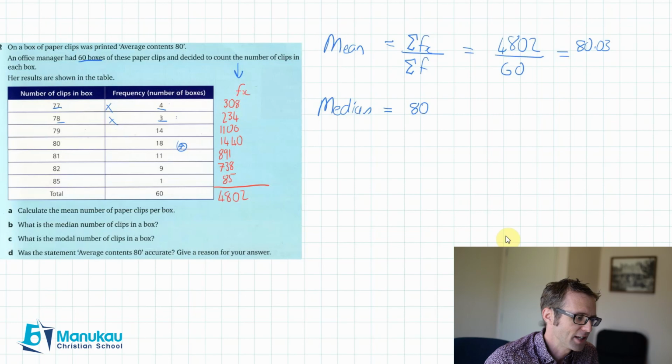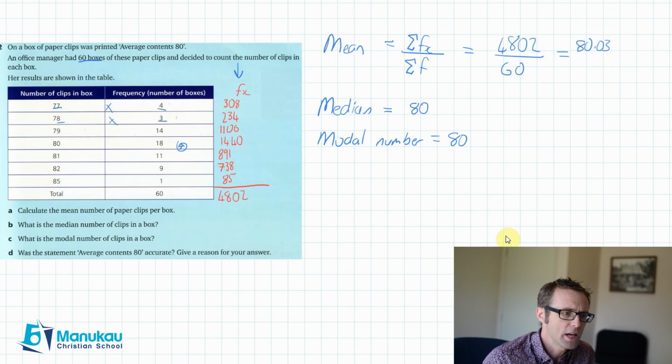Okay, the last thing is the modal number of clips. Now you just have to find the modal row. So it looks to me to be this one here. So that's 80. So the modal number is 80 because it has the highest frequency. There are 18 boxes with 80 clips, and all the rest have a smaller number than that.